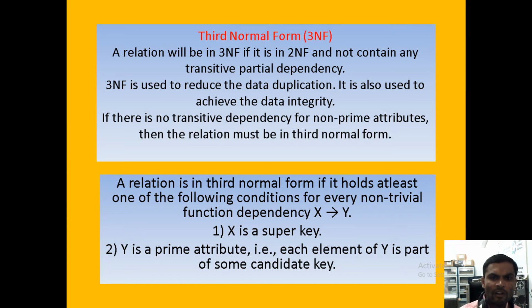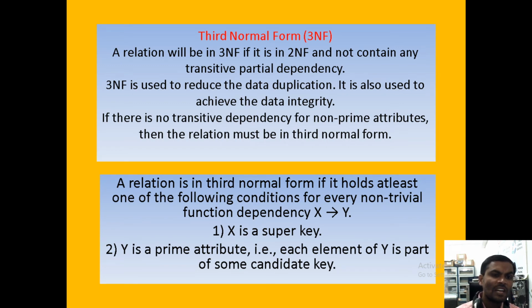Under the third normal form, the rule is that the relation does not contain any transitive dependency. The third normal form is used to reduce data duplication, and it is also used to achieve data integrity. Under the third normal form, we are reducing data duplication, eliminating data redundancy, and also achieving data integrity.